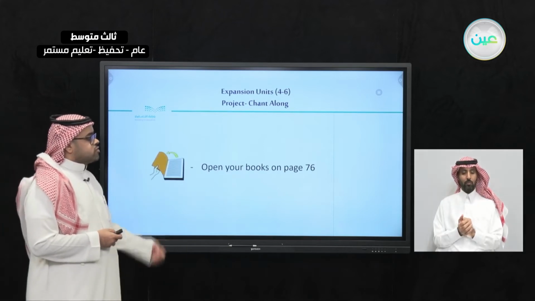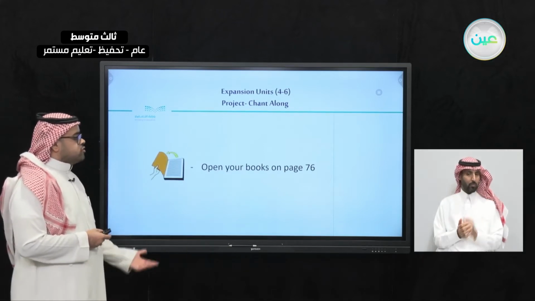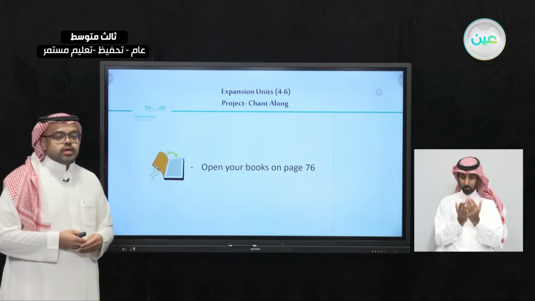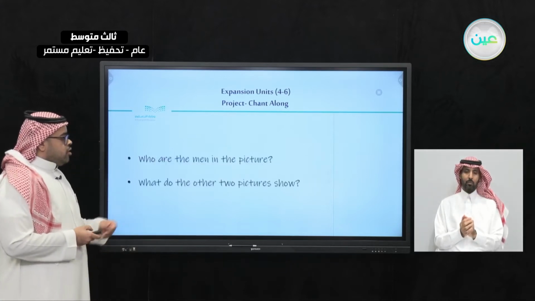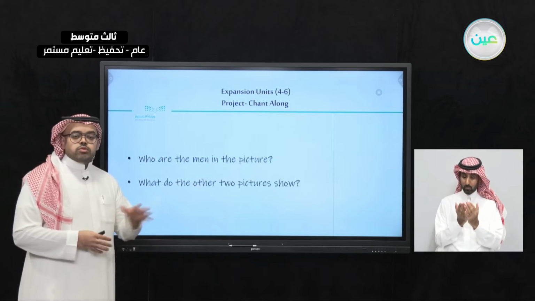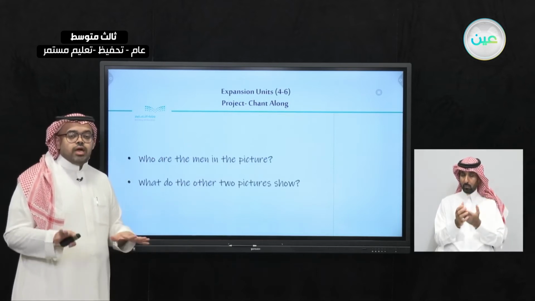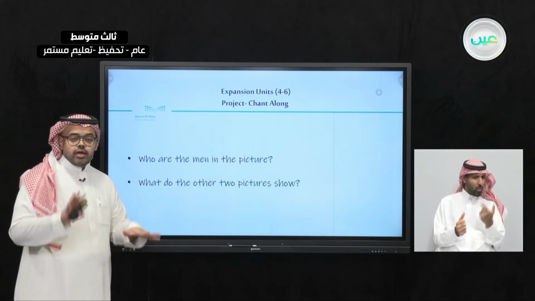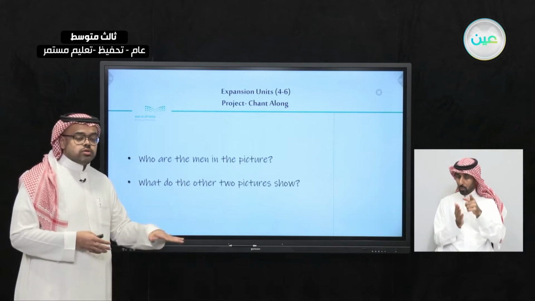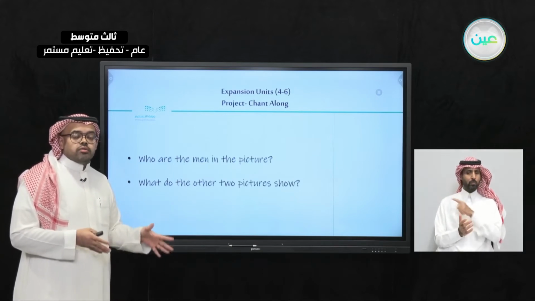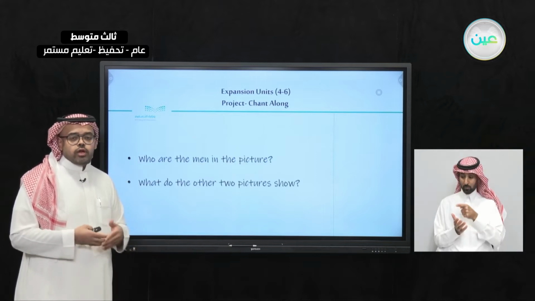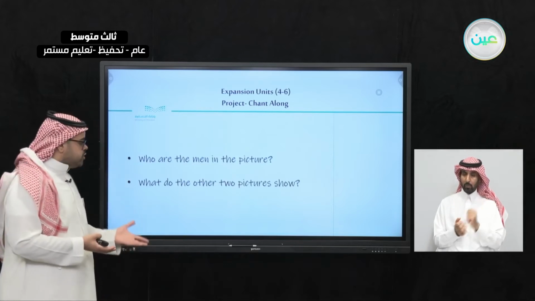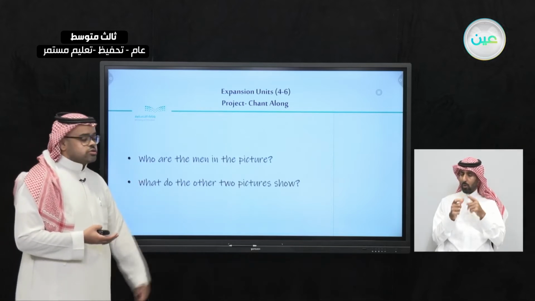And now let's move on to the second part of our lesson today. I would like you please to open your books on page 76. On page 76, when you open this page, you will see different pictures. And let me ask you about the first one. Who are the men in these pictures? You can have a look at your book and tell me, who are these men, and what kind of practice do you think they are performing? And when you do this, tell me, what do the other two pictures show?